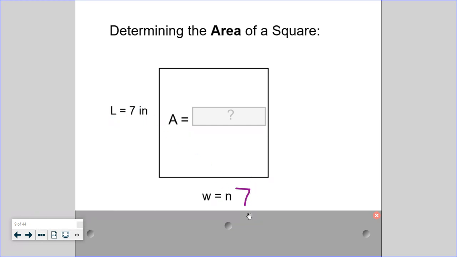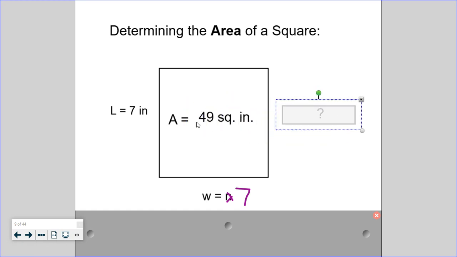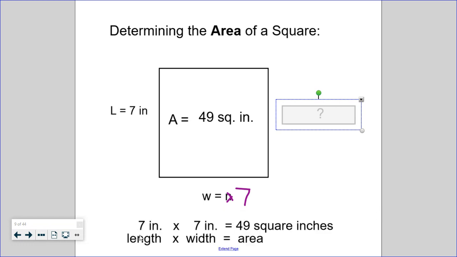So if we know that length is 7 and we know the width is 7, can we figure out the area? We sure can. We're going to multiply the length times the width. 7 times 7 is, I don't know if it'll move it. Oh, there we go, 49. 49 square inches. So the length of 7 times the width of 7 inches equals 49 square inches.